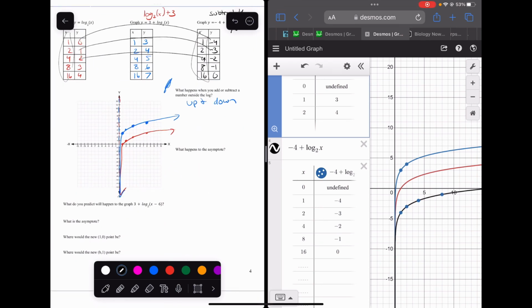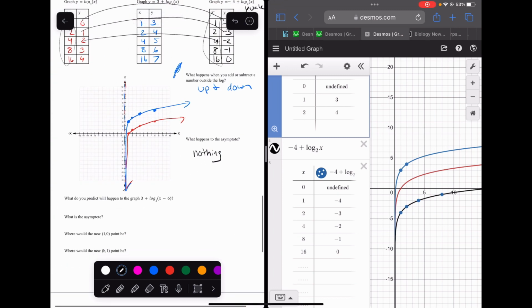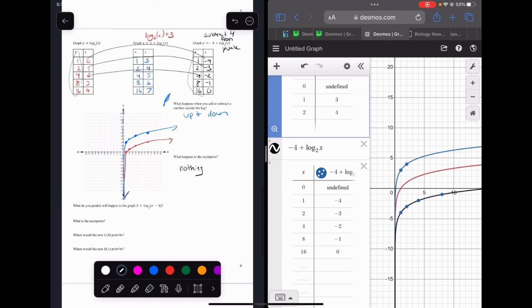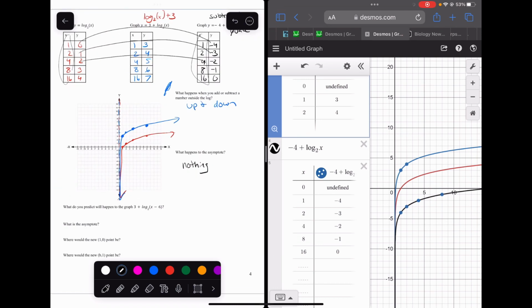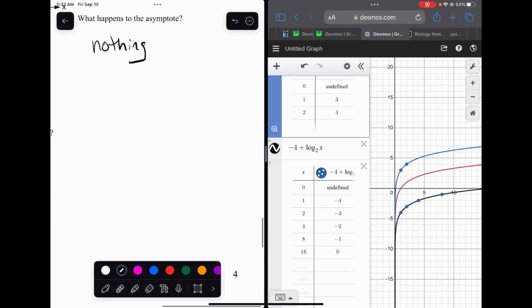Now, what happened to the asymptote here? Nothing. Shifting up and down isn't going to change the asymptote. Shifting left and right is going to change the asymptote. All right? So, kind of a big summary I want you guys to think of. Maybe kind of just like in this little corner over here.